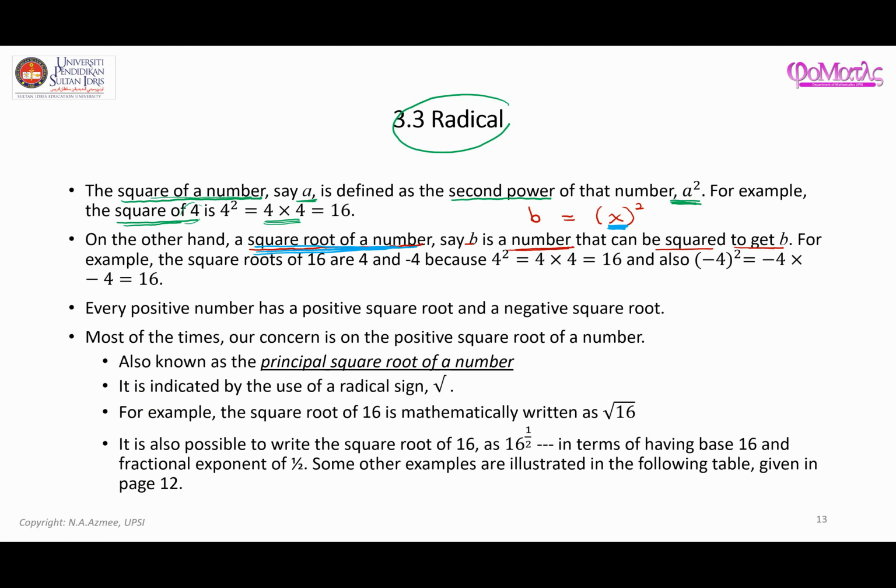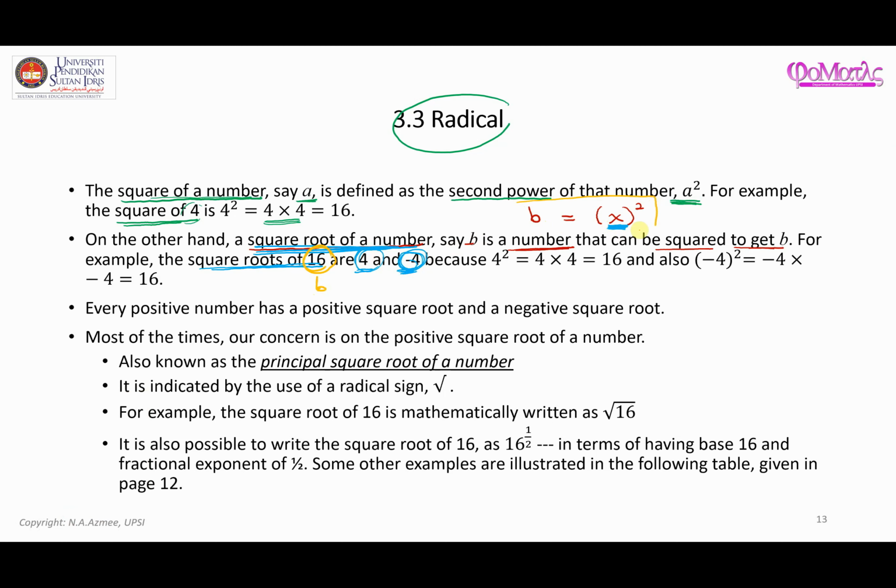So for example, square root of 16. So square root of 16 is going to be 4 and negative 4. So 4 and negative 4 are the values of x, because when you square 4, you will get 16. And if you square negative 4, you will also get 16. So 16 here is b.